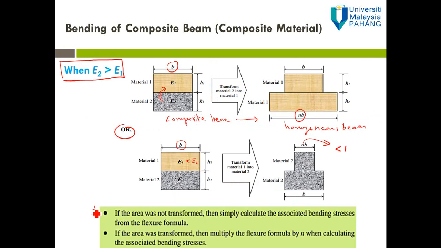So this is the summary. If the area was not transformed, then simply calculate the associated bending stress from the flexural formula. For the area that is not transformed, the stress is equal to My over I. If the area was transformed, the stress is n My over I. So that is the material without transformation, and this is the material with transformation. Okay, thank you.